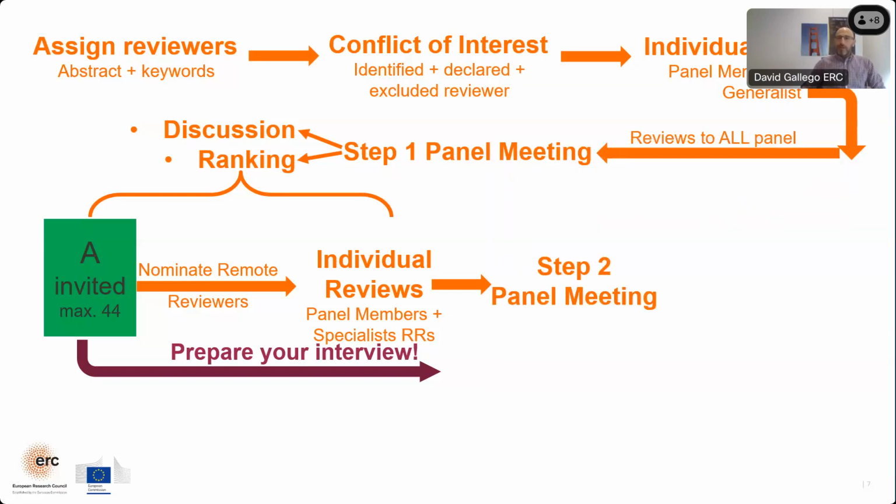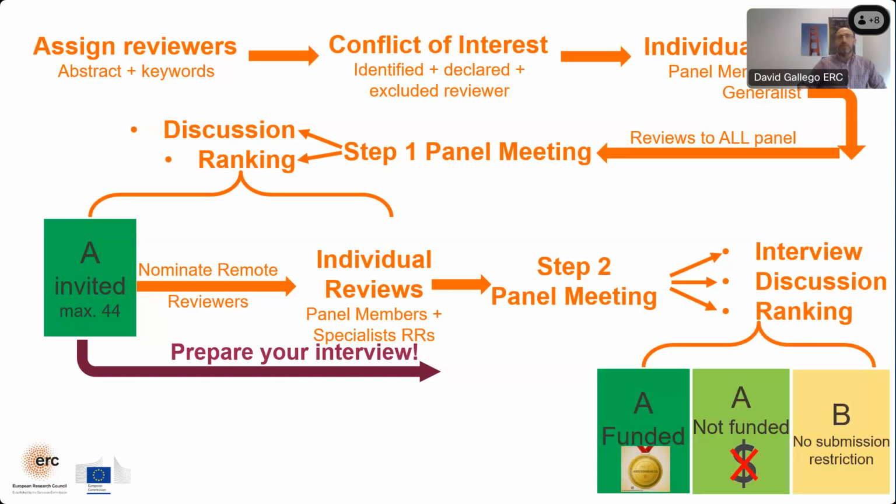With all these individual reviews, we move to the step 2 meeting. Again, the panel will meet, and in this case, they will have interviews, discussion, and ranking. So you will be invited for an interview. These interviews are taking place remotely, so you will be connected. Make sure that you have a good connection, a quiet space, and a comfortable environment, and the evaluating panel will be gathered in a room and will connect to you remotely. Then this will be followed by a discussion and again a ranking.